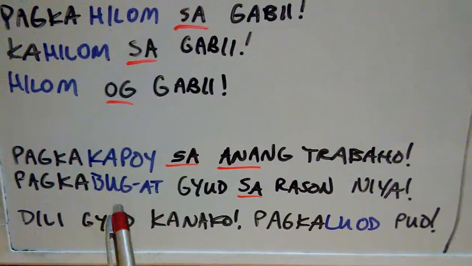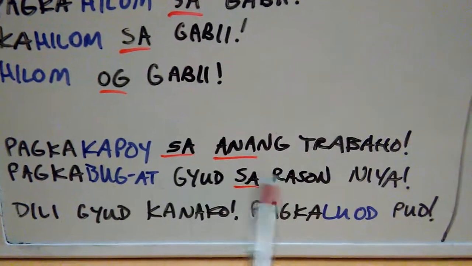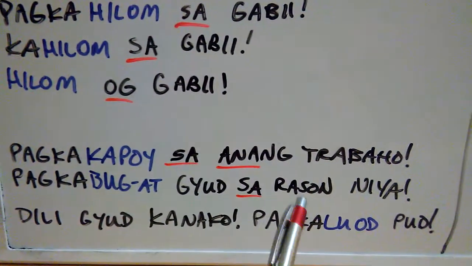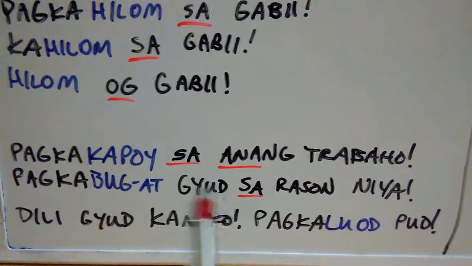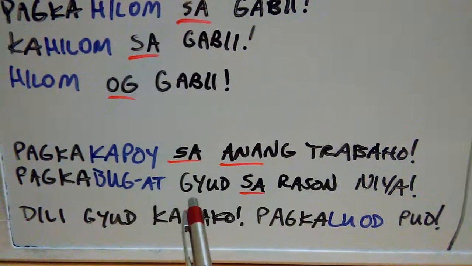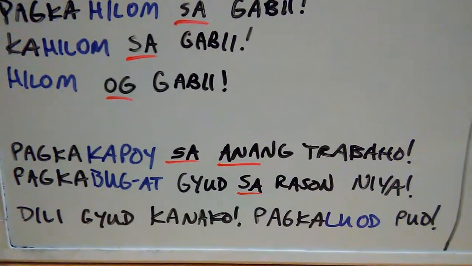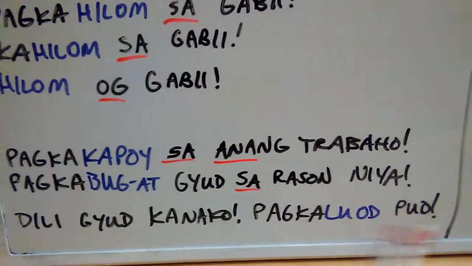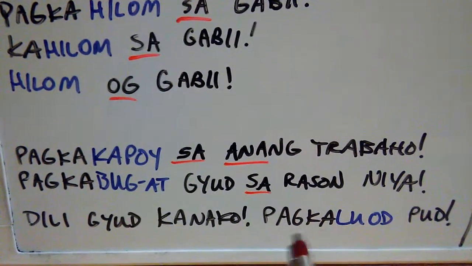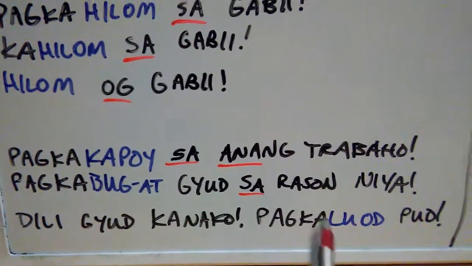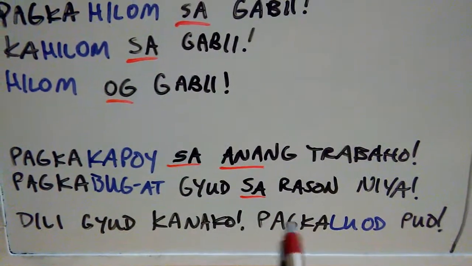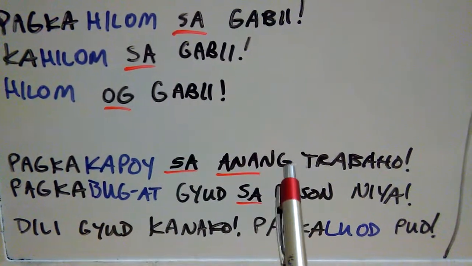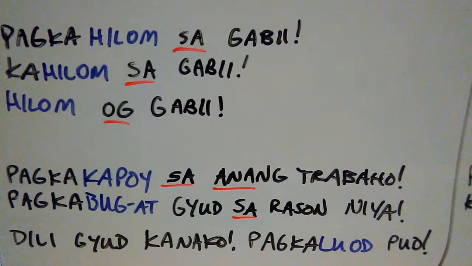Next one, okay? Pagkabugat gyud sa rason niya. Wow, what a heavy, bugat, heavy, what a heavy reason he has, you know? And it even got stressed even more with gyud, okay? We added the enclitic particle. And lastly, we have dili kanako pagkaluod pud. So, oh, it's not for me. That's really disgusting too, you know? How disgusting that thing is. Ew, you know? Pagkaluod pud. So yeah, you can see how the pagka works with this adjective and how it differs from the ka.